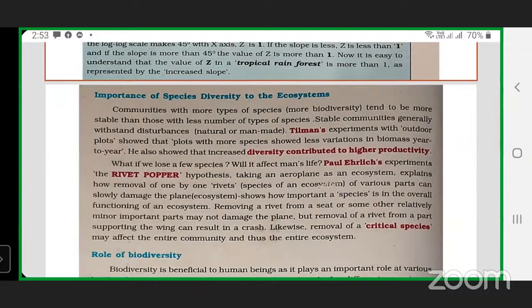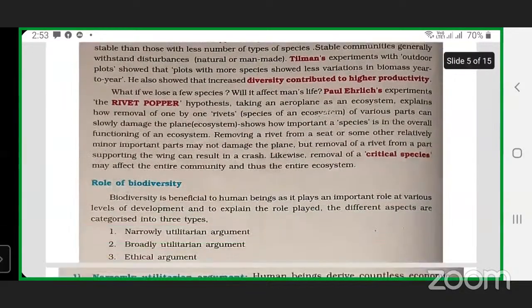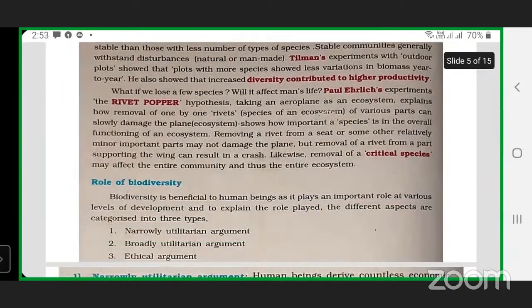Likewise, with the removal of a critical species from an ecosystem, the ecosystem will be diminished. That is Paul Ehrlich's hypothesis. It is very important from a NEET point of view. So the removal of an important critical species from an ecosystem, like that of the rivet from the supporting wing of the plane, can lead to a crash. In the same fashion, the ecosystem will also be diminished.